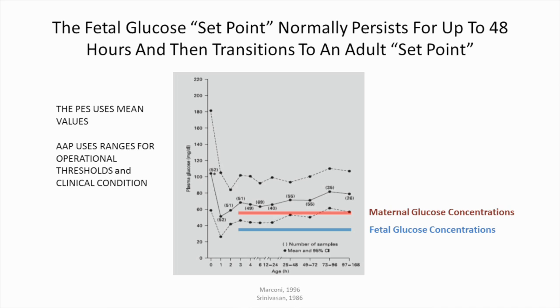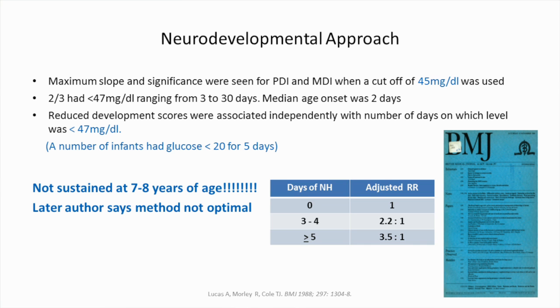The AAP approach uses the low range of glucose levels, and then bases clinical condition and data on neurodevelopmental outcome to come up with operational thresholds, ranges of glucose levels that a clinician could use to make decisions.